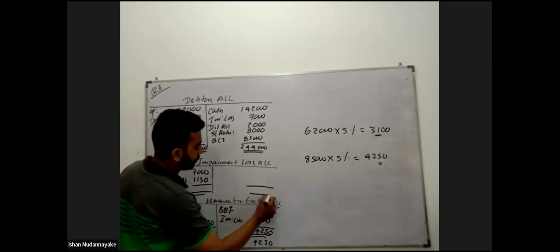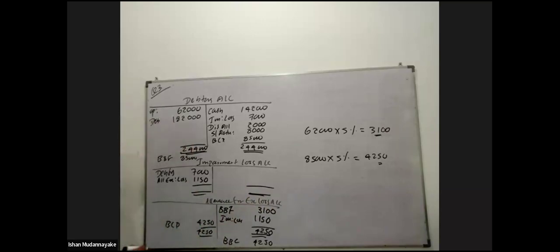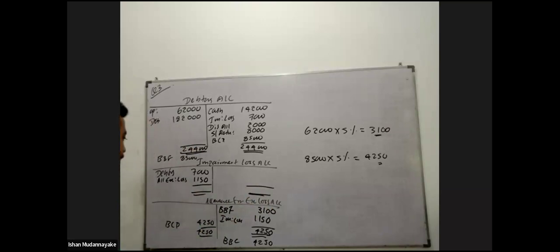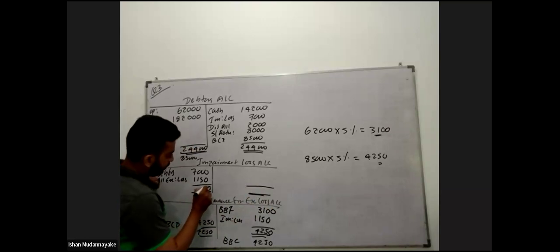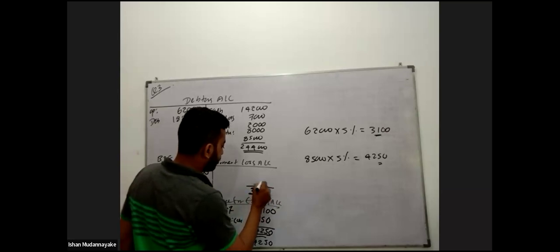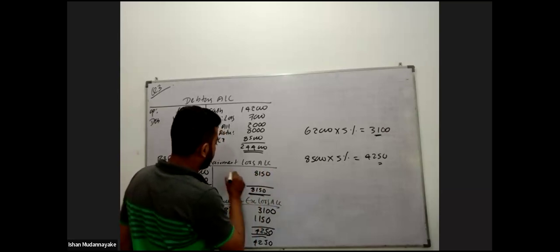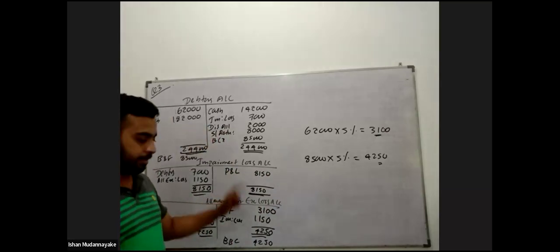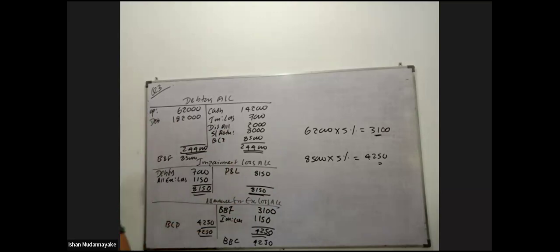Right now, this balance should be transferred to profit and loss. 7,000 plus 1,150 means 8,150. 8,150 transfer to profit and loss. This is the expense. Net expense of allowance for expected loss 8,150.